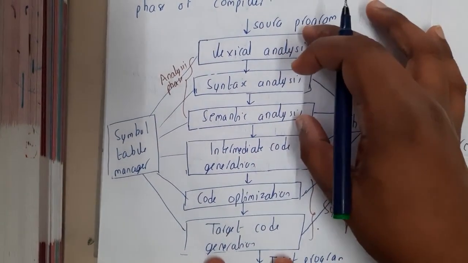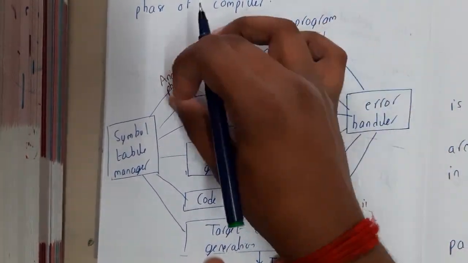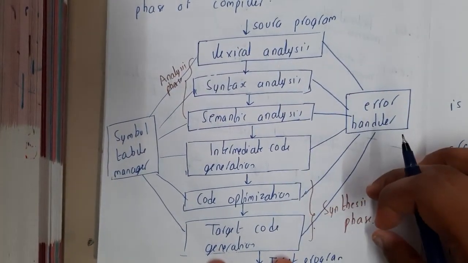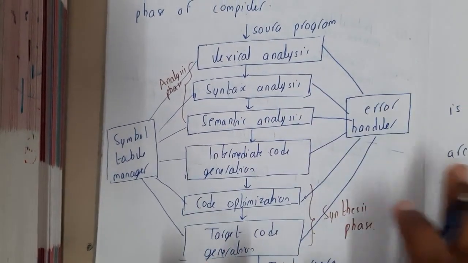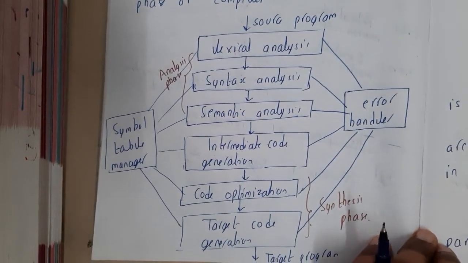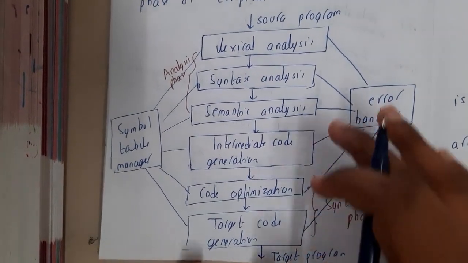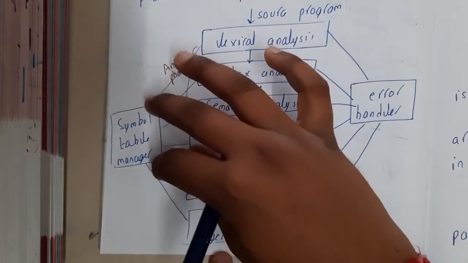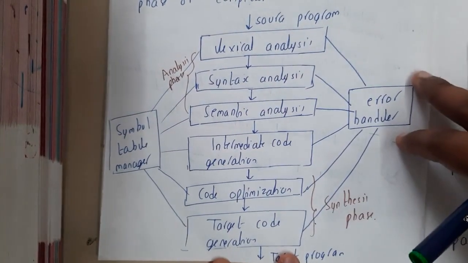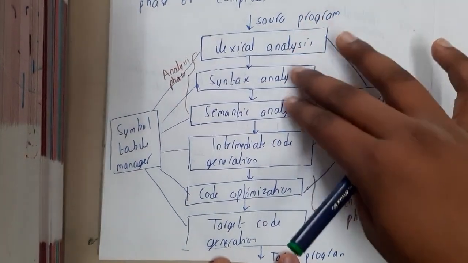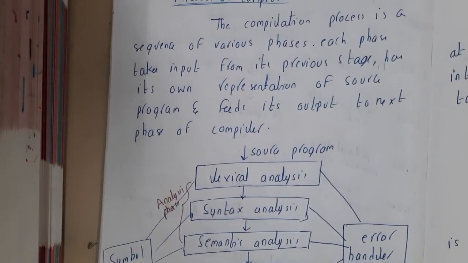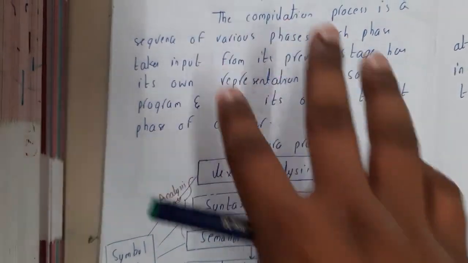guys. So the first 3 phases, which are having analysis, are the analysis phase, and the bottom 2 are the synthesis phase, guys. So now I hope everyone got some idea about the phases of a compiler, right? These are the 6 phases of a compiler, and each of those 6 phases is connected with the symbol table manager and the error handler. Guys, we'll be discussing each and every module in detail in this lecture, so don't worry.